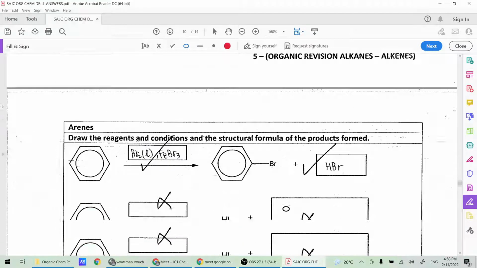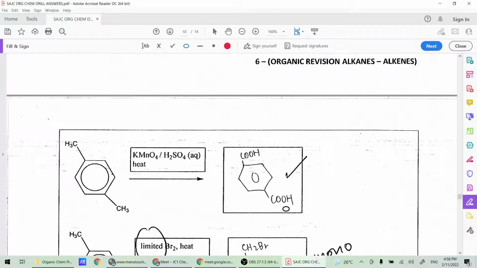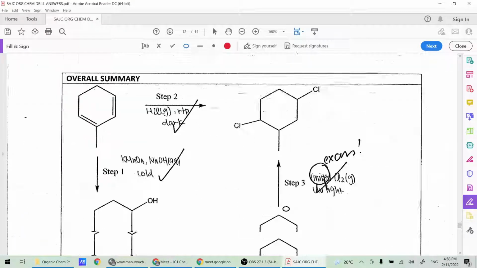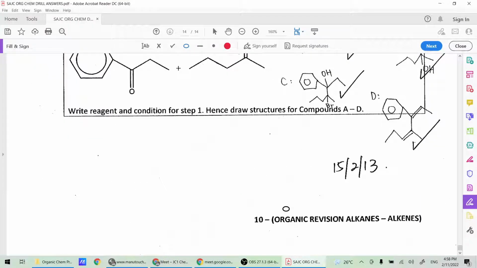So addition, I think we didn't really do this part on arene, so I'll just skip through this because this exercise was not given to you all. Okay, so that's all for the homework we went through.